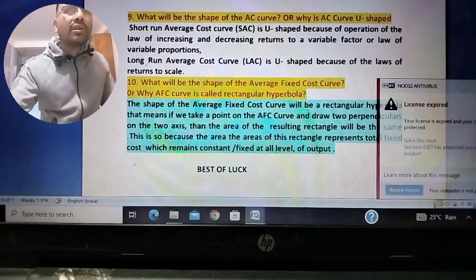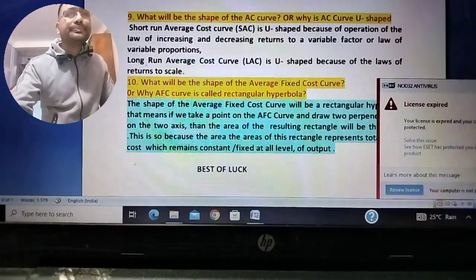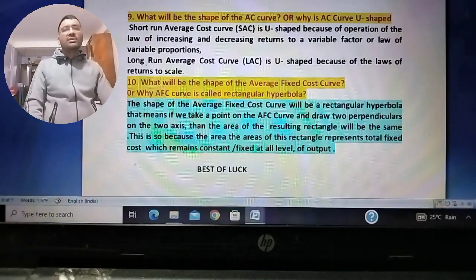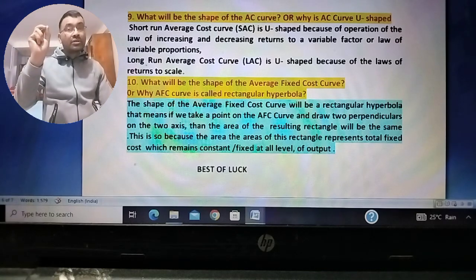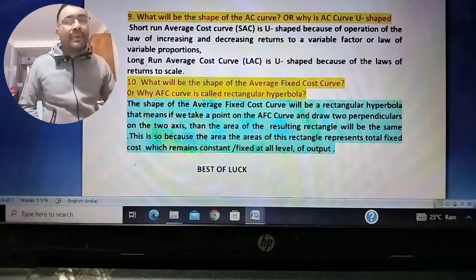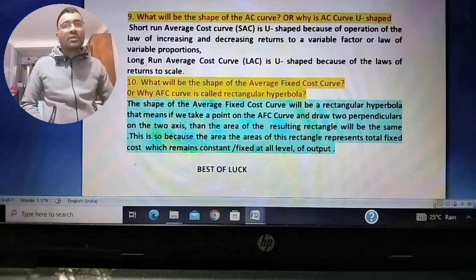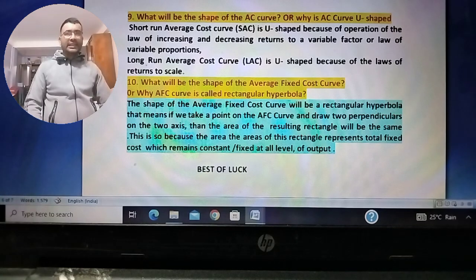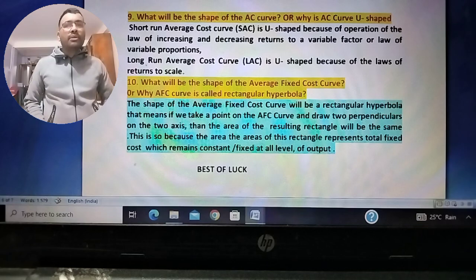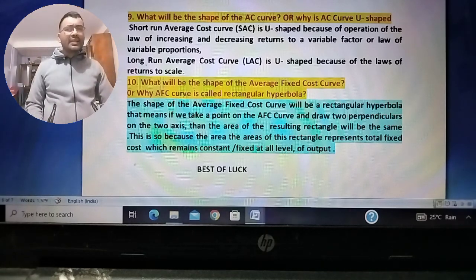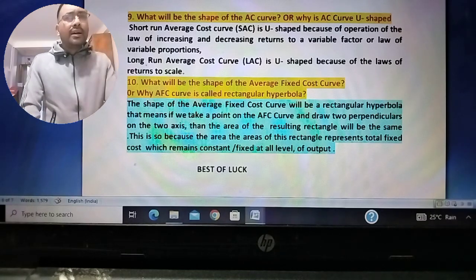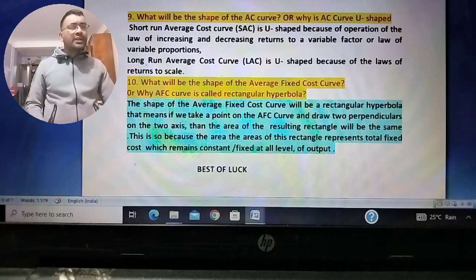Then last but not the least, this is very important, what will be the shape of the average fixed cost curve? Or why is average fixed cost called a rectangular hyperbola? See, what will be the shape of the AFC curve? The shape of the AFC curve is rectangular hyperbola. The shape of the average fixed cost curve will be rectangular hyperbola.